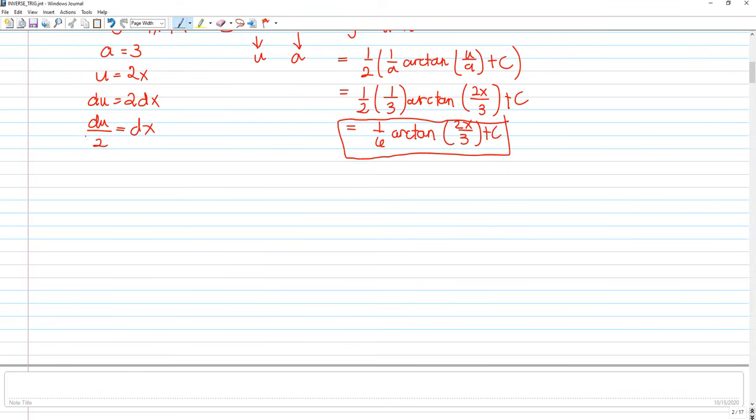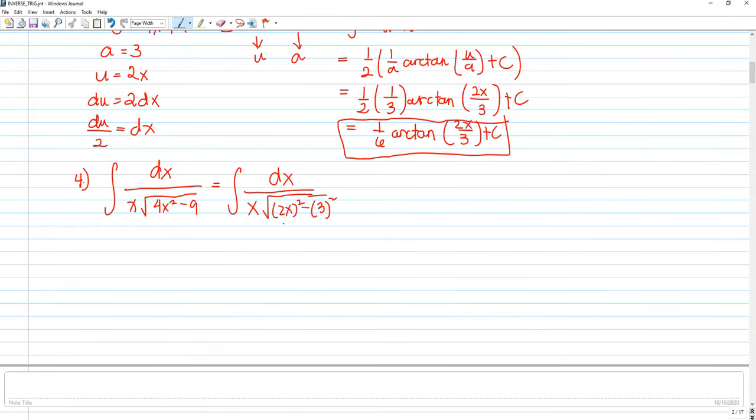So for number 4, let's try to solve another problem. For number 4, we have the integral of dx all over x square root of 4x squared minus 9. So we can rewrite this as the integral of dx all over x square root of (2x) squared minus 3 squared, which in turn, this would still be our value of u and this would be our a.